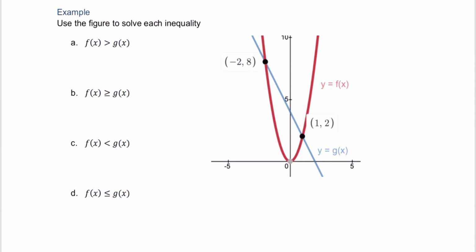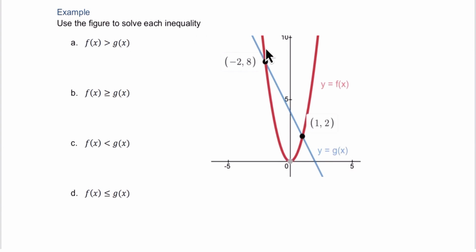Let's use the figure to solve each inequality. Up first, f of x is greater than g of x. Recognize that f is the red quadratic and g is the blue line. First, we're asking where is f greater than g? In other words, where is f above the g function?